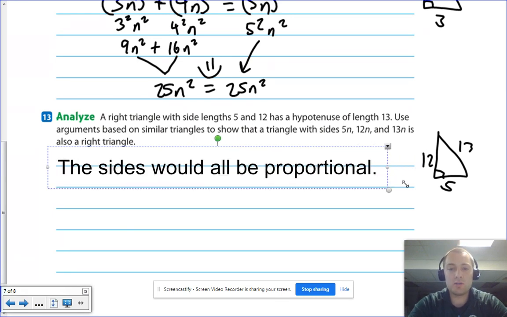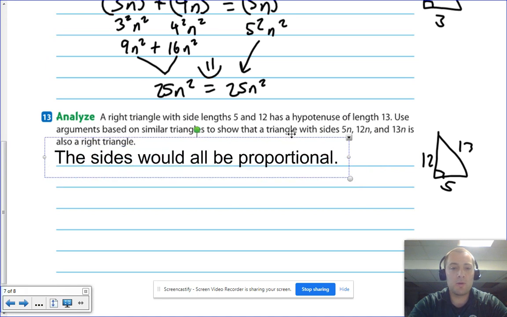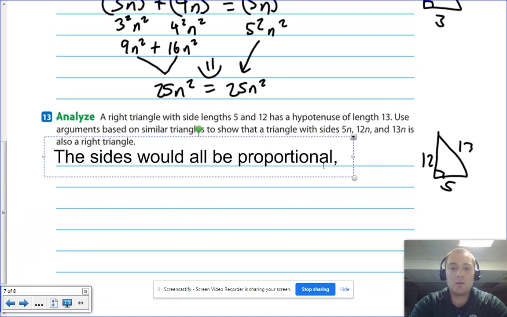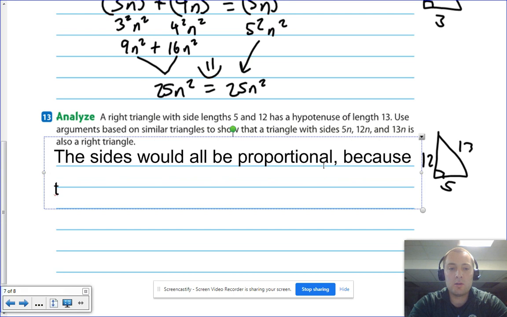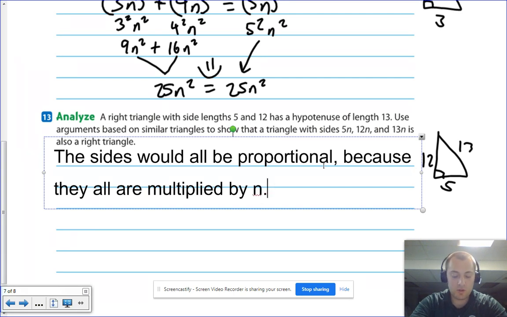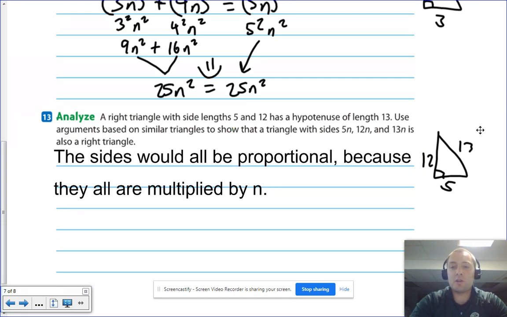And the reason is, I'm not going to put a period there. I'm going to say, because they all are multiplied by the same thing, which would be n. Okay? That's one way you can explain it. If they're similar triangles, they are proportional.